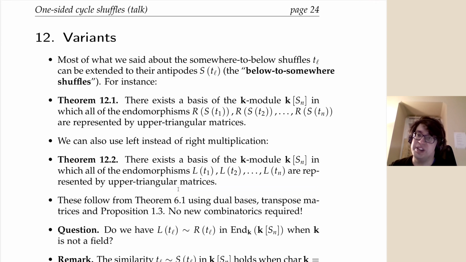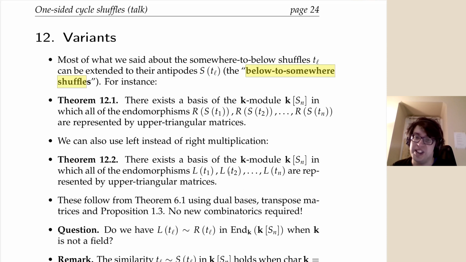So there are a few variants. One variant is that you can take the antipodes of the TIs, which means that instead of taking a random card and moving it further below, you take a random position and you move a card from further below to that position. So we call them the below-to-somewhere shuffles. Fortunately, the antipode is an algebra anti-automorphism. So basically everything we know about our elements, we can conclude automatically about the antipode from algebra. We don't have to do any new combinatorics.